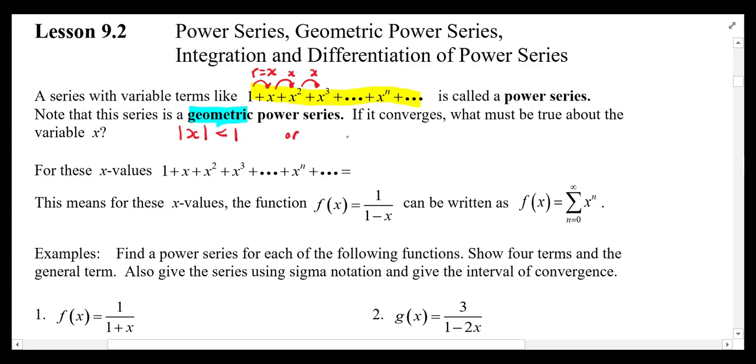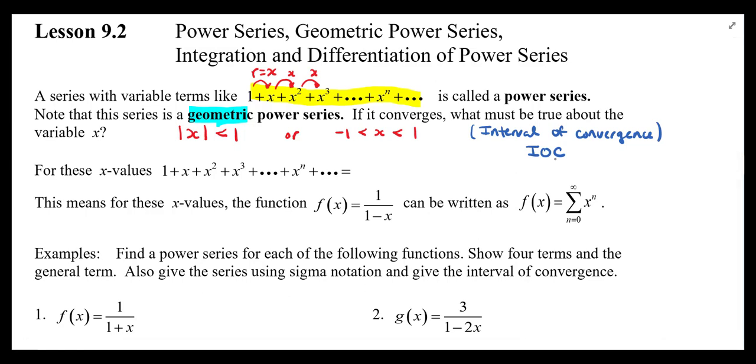Now, another way to write this is that the variable x has to be between 1 and negative 1. And by the way, this is called the interval of convergence. So we know that for values of x between negative 1 and 1, this power series will converge. Sometimes we denote this as IOC. Now, for these values of x, once again, this is all review from last day.